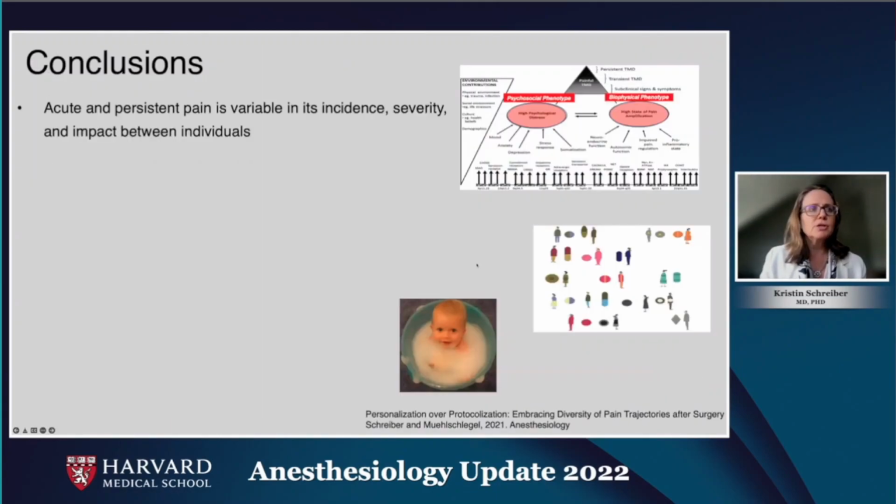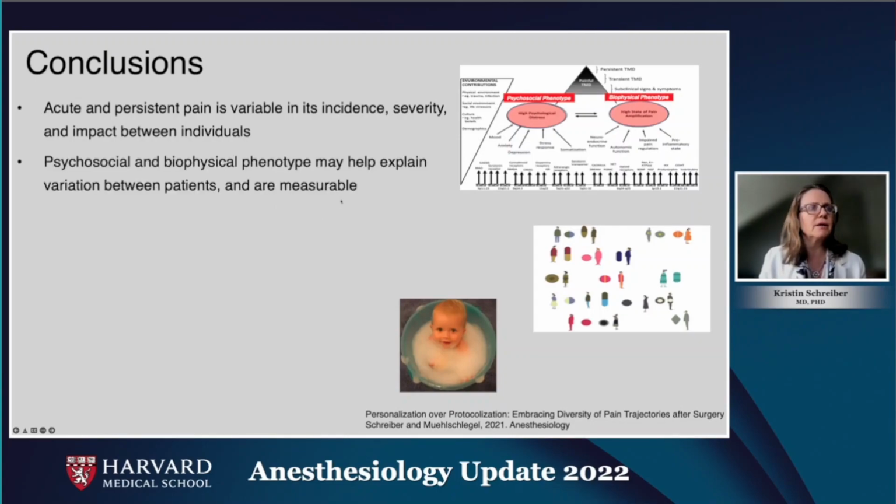So in conclusion, I hope I've convinced you that acute and persistent pain is variable. You probably know that from your practice, but that's true of the severity and impact among the individuals that we take care of. That the psychosocial and biophysical phenotype that you look at when you preoperatively evaluate a patient may help explain the variation in the amount of pain, and that you can measure this with relatively simple metrics.